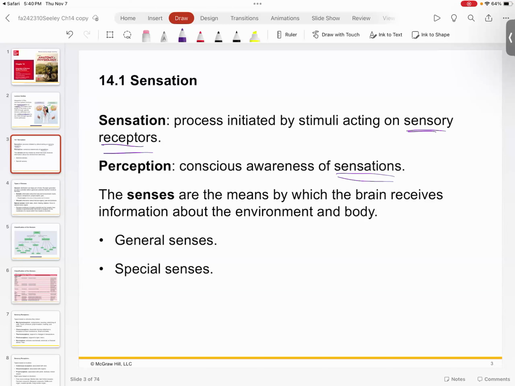All a sense essentially is, is the way the brain is collecting information and intelligence about the environment, that's the world around you, and also what's going on inside your body. And so you have senses broken up into two halves. You have what's called general senses and special senses.